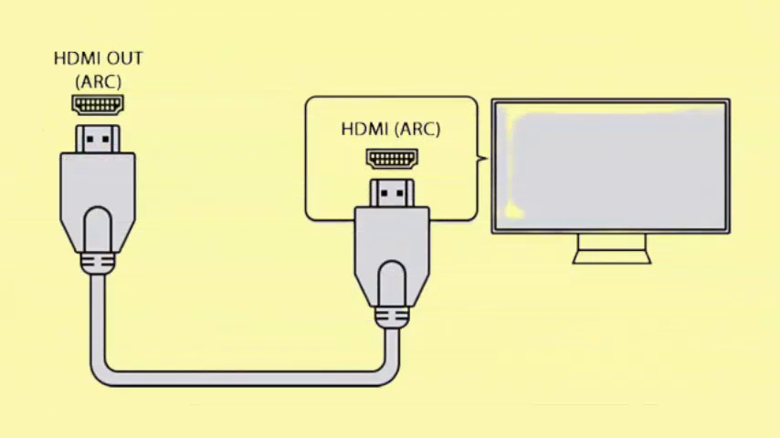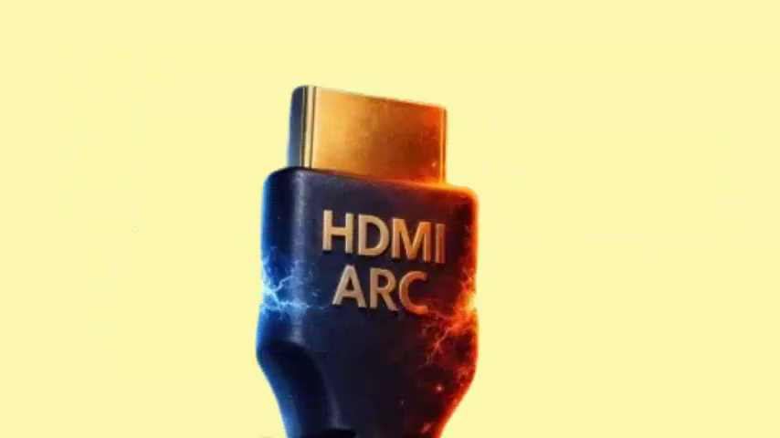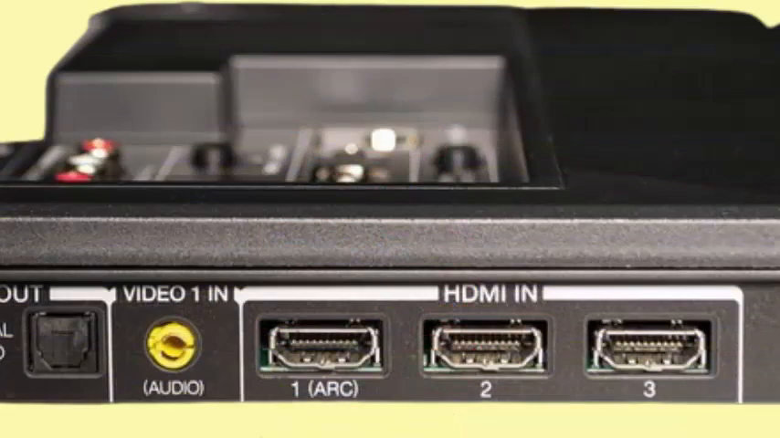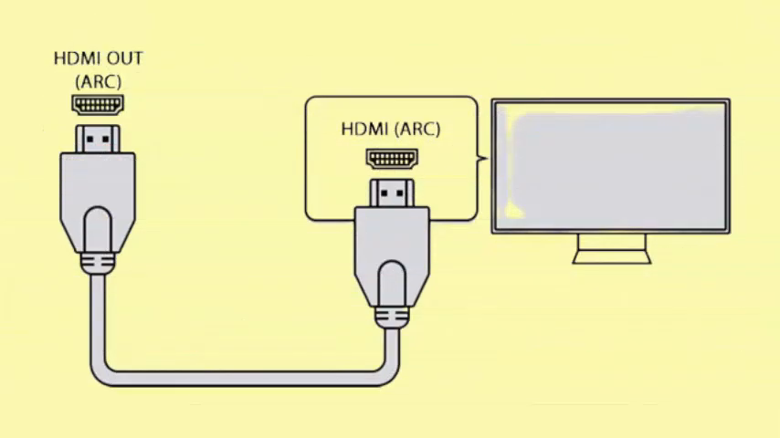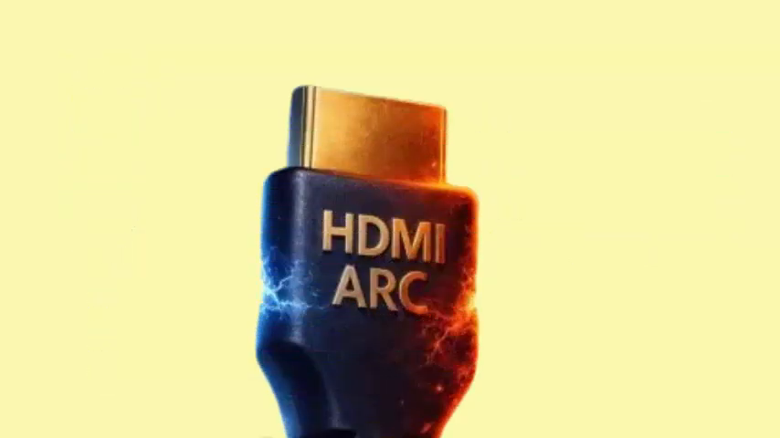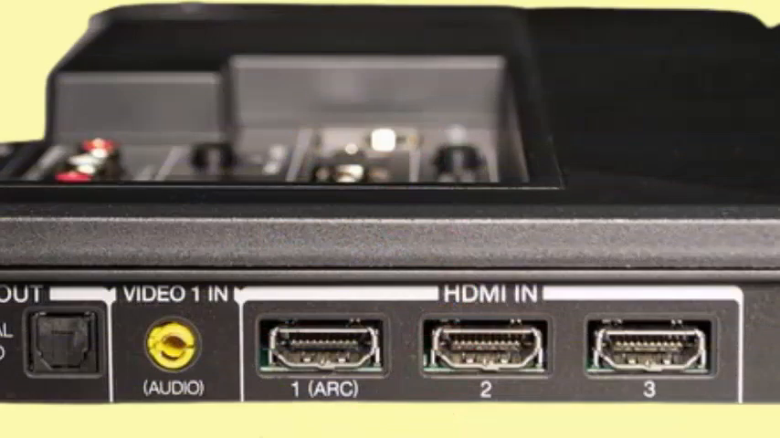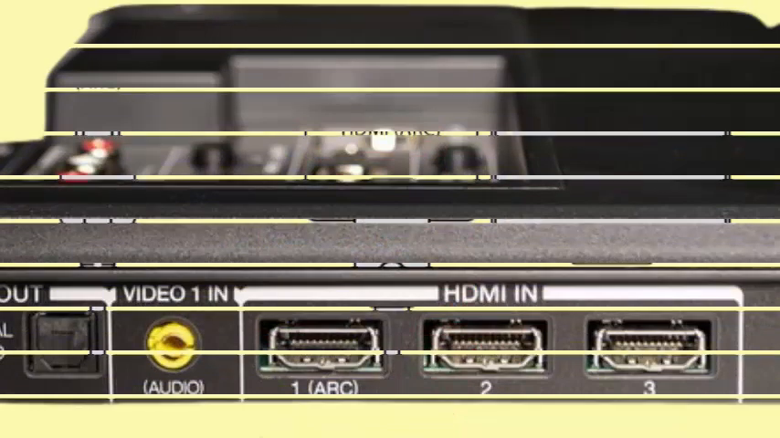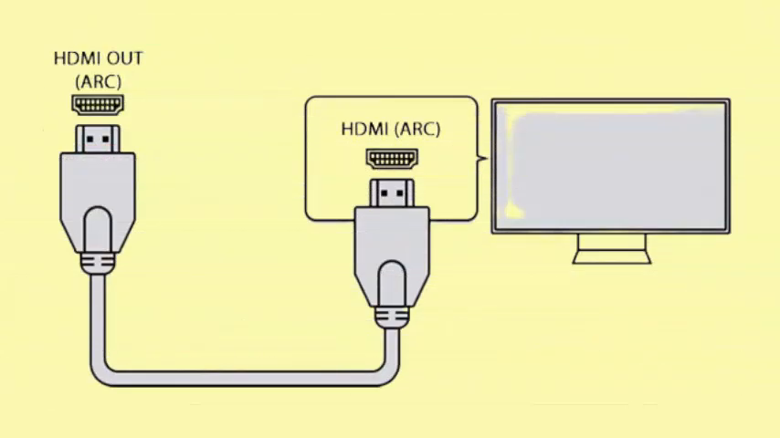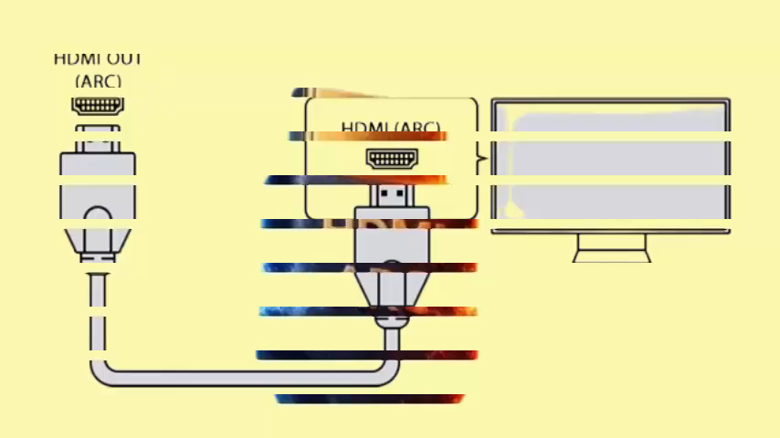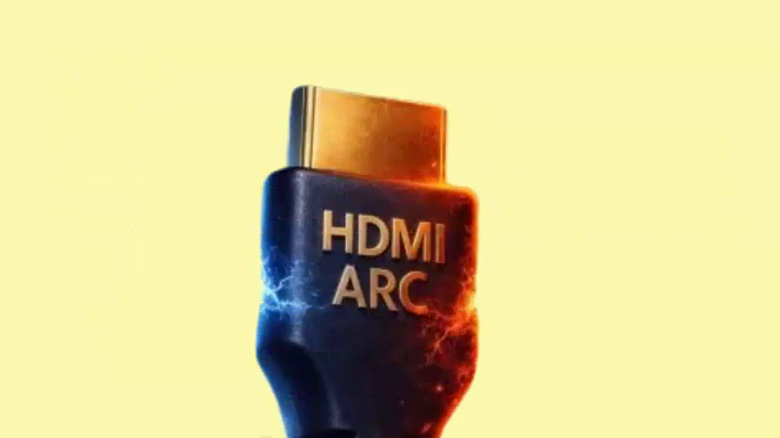Main benefits: cable simplification. It eliminates the need for separate Toslink, optical, or coaxial audio cables, significantly reducing clutter behind the entertainment center. High-fidelity audio. Supports high-resolution formats such as Dolby Atmos and DTS, providing an immersive surround sound experience. Unified control. Through the HDMI-CEC protocol, ARC often allows users to control the volume of the soundbar or receiver using the original TV remote. How to identify and use it.